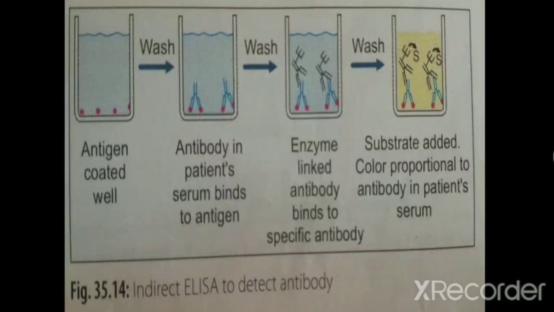So for the detection of antibody, the inner surface of the ELISA plate wells are coated with their corresponding antigen. Now we have to add patient sample. If the patient sample contains antibody, that will form immune complex. Now we have to add the second antibody, that is the enzyme linked antibody. Once you add the color forming substrate, that will produce specific color.